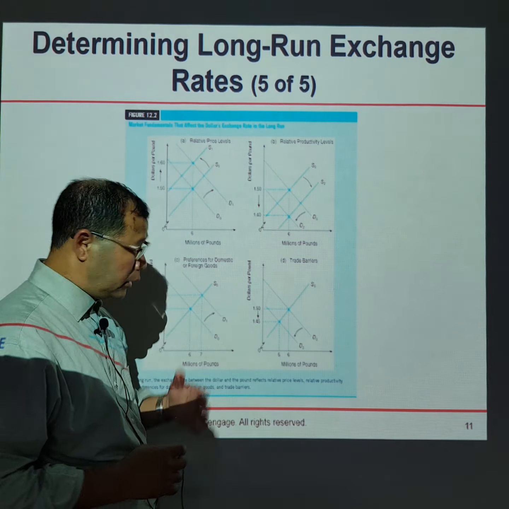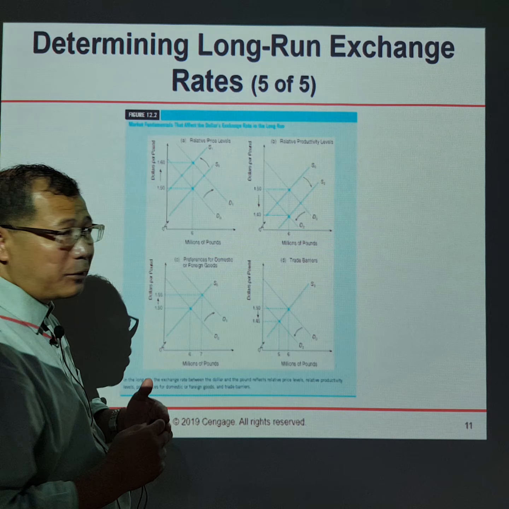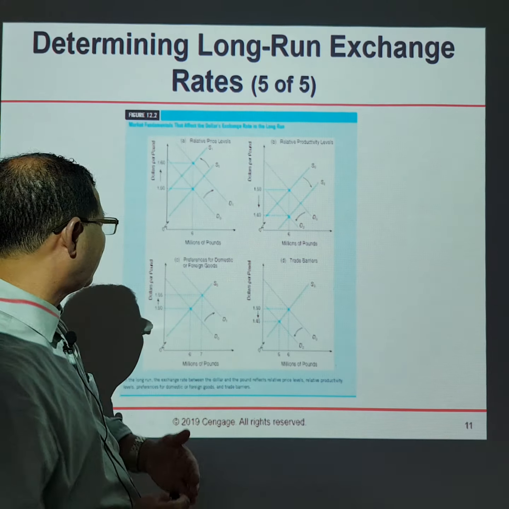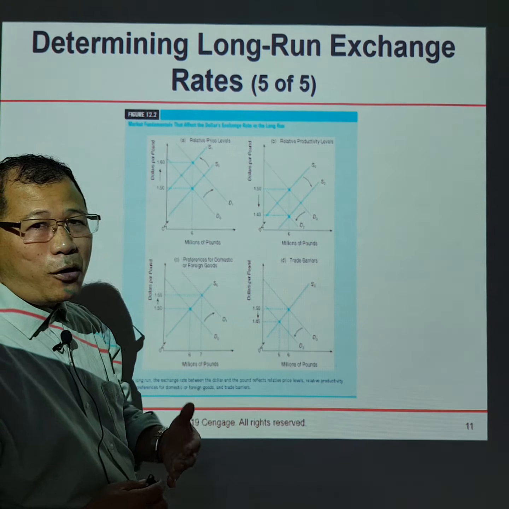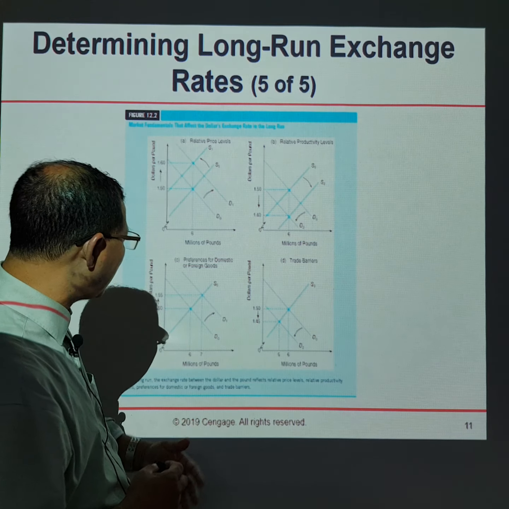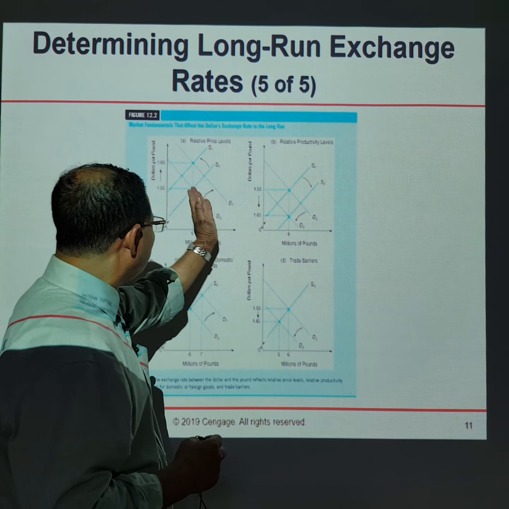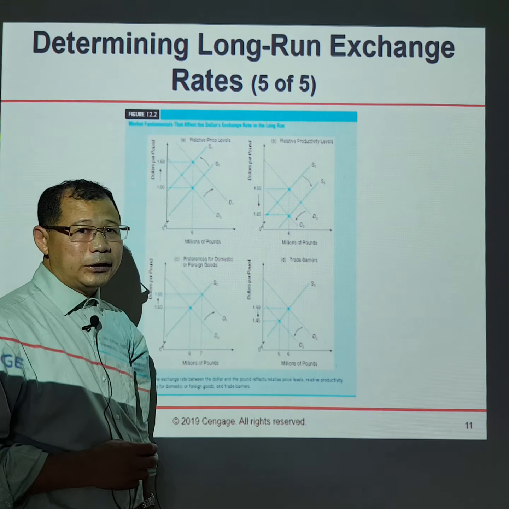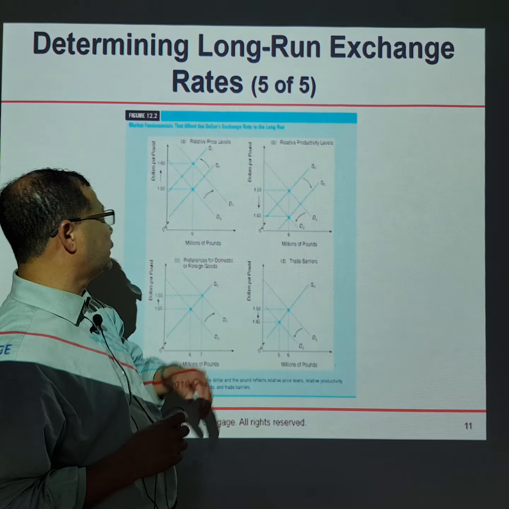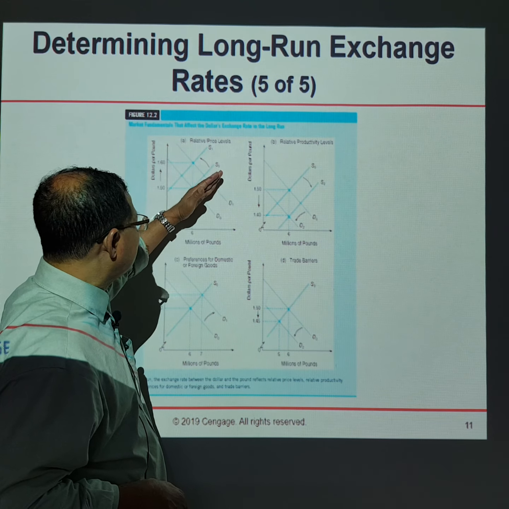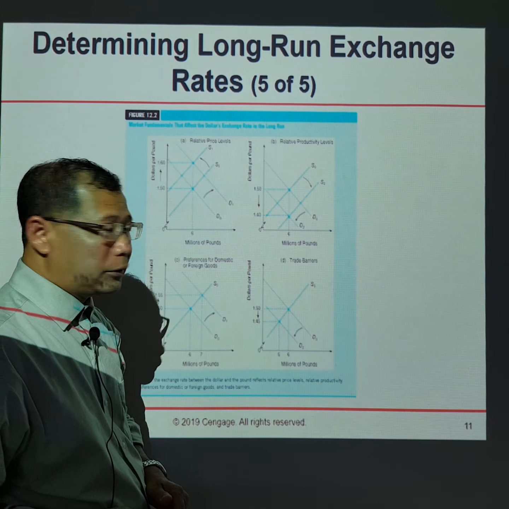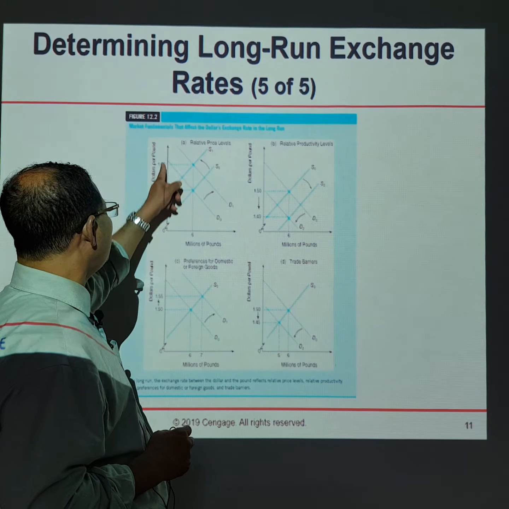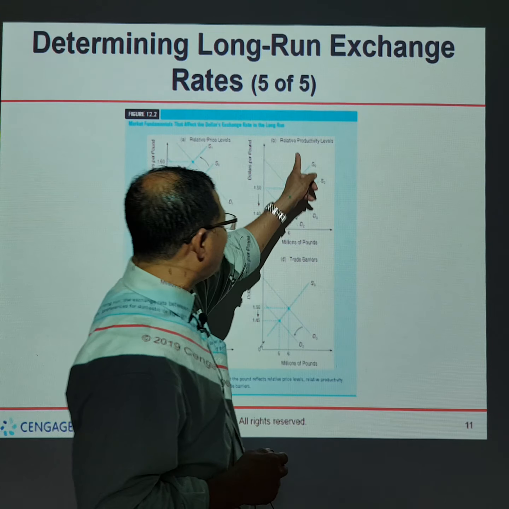So products from the UK are going to be cheaper relative to the American products. So American consumers will demand more of UK products. As a result, it's going to be a shift to the right in the demand for pounds. At the same time, for the UK consumers, they're going to demand less of American products. As a result, it's going to be a shift in the supply of the pound to the left. As a result, the American dollar depreciates from 150 to 160. That's number one.